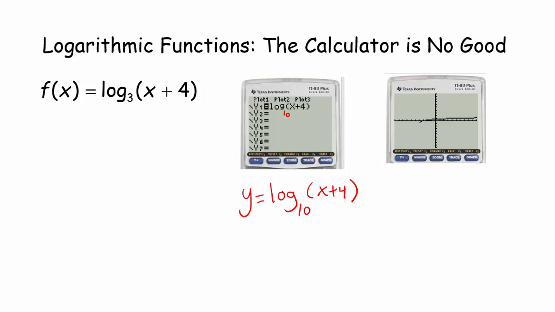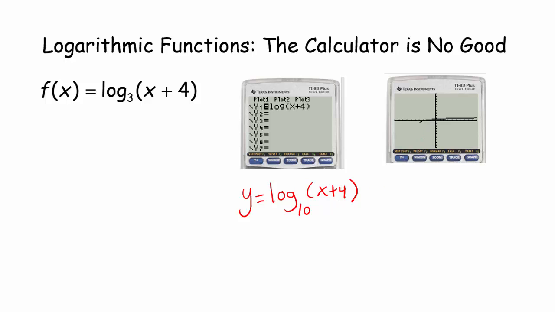That's not even the function that I want. If I wanted to graph this f of x, log base 3 of x plus 4, that's not it. So you've got to be really careful, because the calculator doesn't have a log base 3 button. Well, some of the newer calculators do, but most of them do not. Then furthermore, look at what this calculator did. Okay, so this over here is the graph of log base 10 of x plus 4.